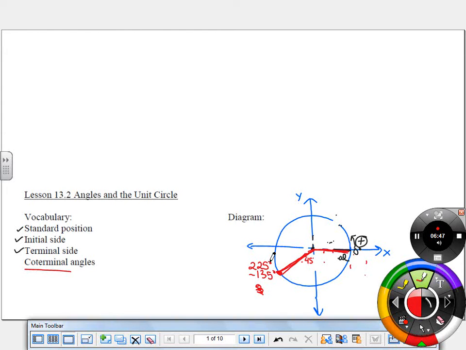Can somebody give me another angle that is a coterminal angle with both 225 and negative 135? Alex? It cannot be 45, only because 45 would be here. So its terminal side would be over here. Okay, it's not quite enough. Dana? Good. Tell me how you got 585.